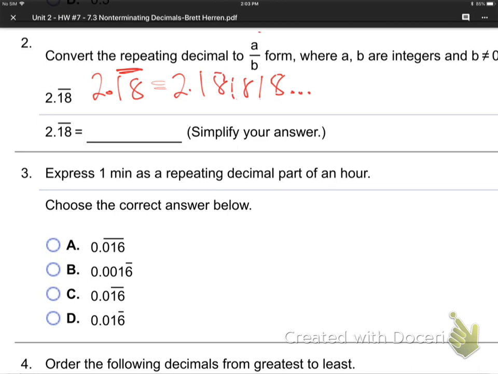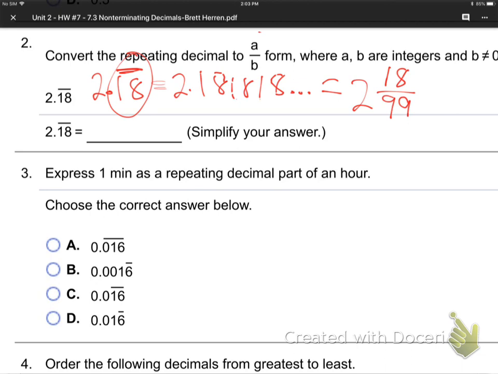Well, the 2 in the front is just 2. Nothing magical there. What about the 0.18 bar? Well, it turns out when you have a repeating thing forever, it's that number over that many 9s, meaning 99. Now, we need to reduce that. But at first, that's the answer. Making sense so far?